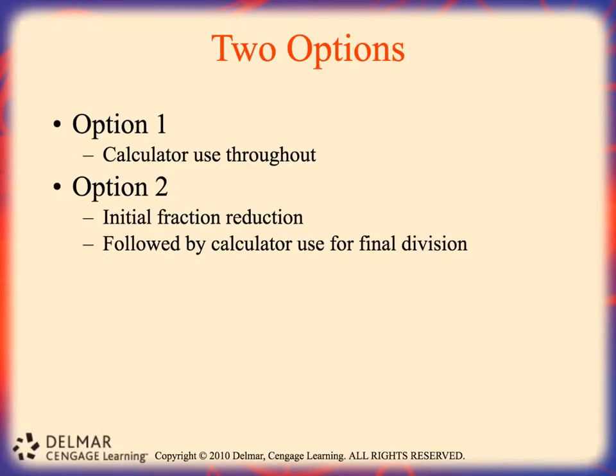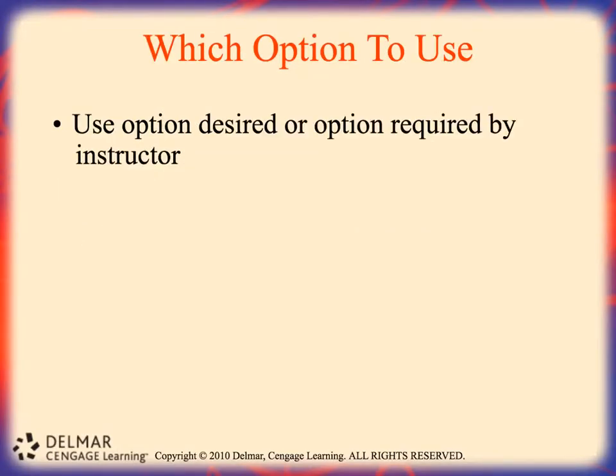You have a couple of options. You can either use the calculator throughout, or sometimes it's easier to do your initial fraction reduction just because you're working with smaller numbers, and then use the calculator for the final division. We do allow you to use your calculator here, so that's certainly an option. Just make sure that you get your entries in correctly whenever you're using a calculator.